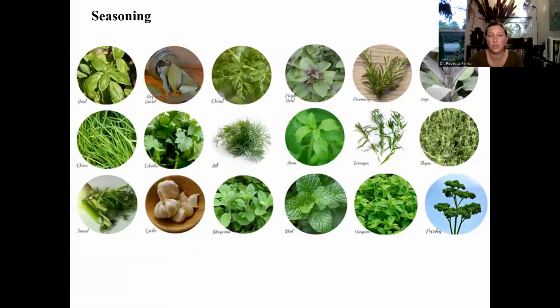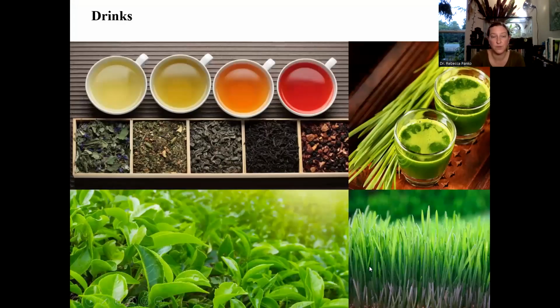Bok choy, cabbage. You also use leaves, remember herbs, as seasoning. So oregano, garlic, fennel, chives, thyme, stevia, basil, sage, etc. Right? Dill. If you ever drink tea, like I am tonight, or have ever drank wheatgrass, those are drinks that come from leaves.